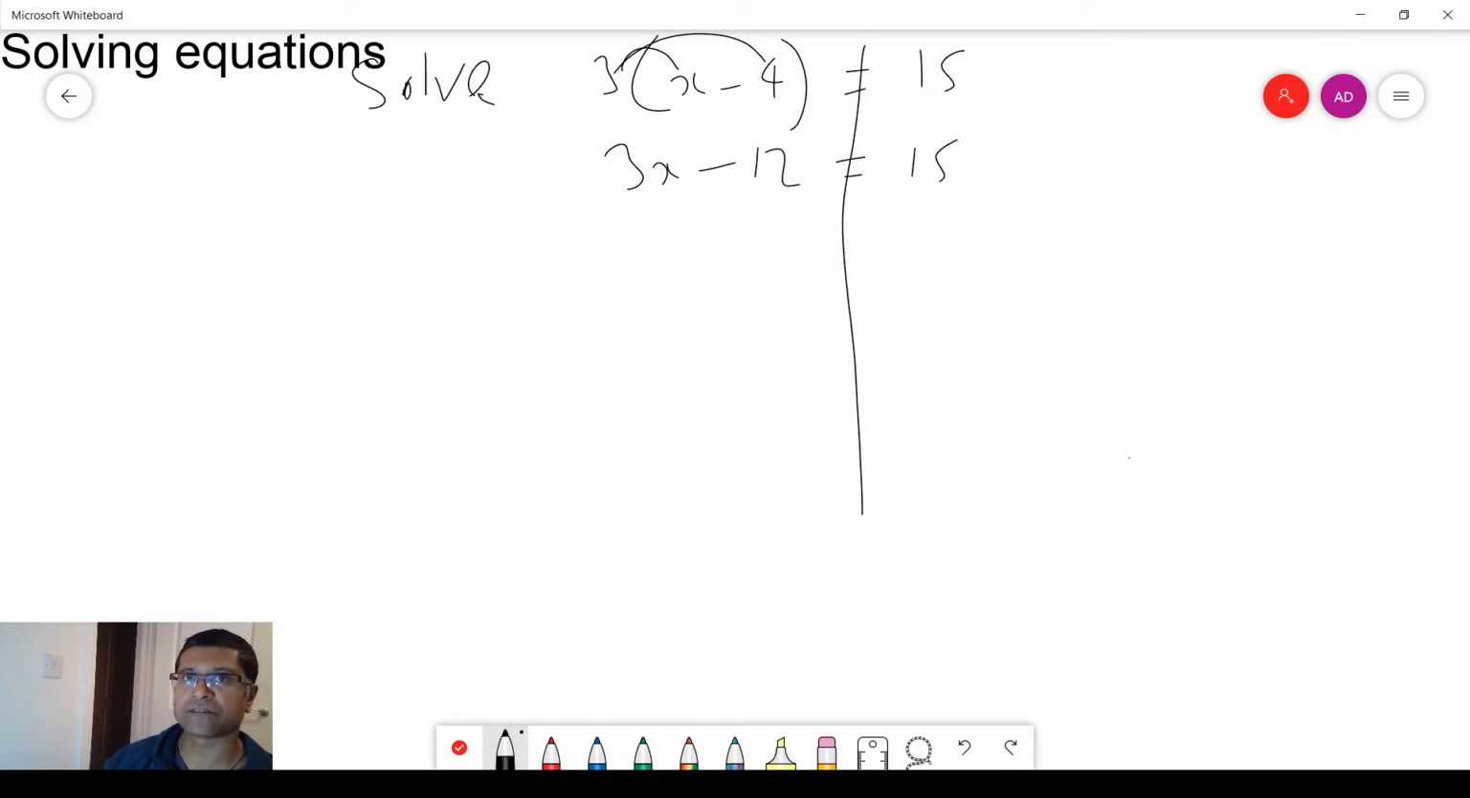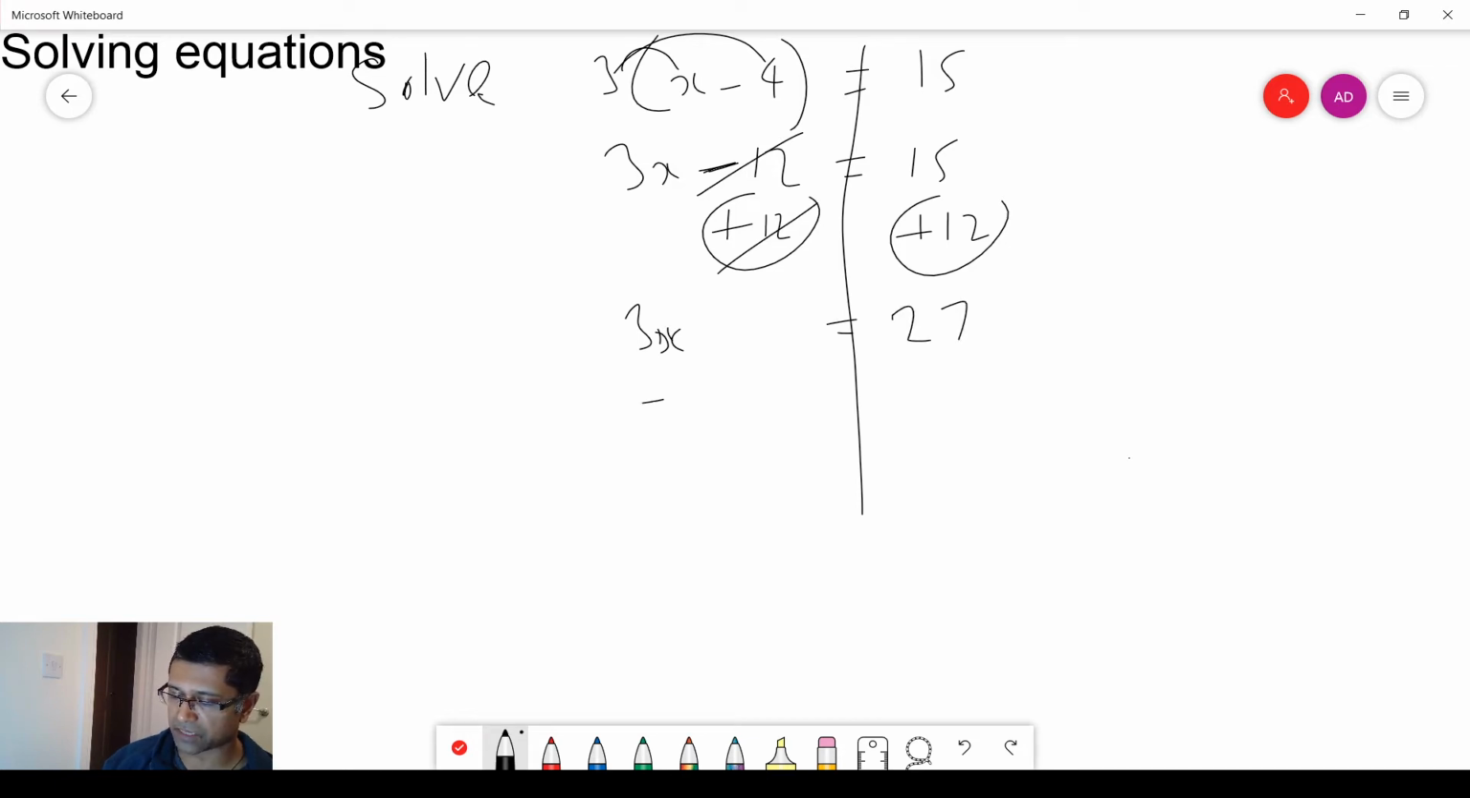Now this question is very similar to the questions that we did in the previous video. To get rid of take away 12, you plus 12. Do the same on the other side. So minus 12 plus 12, they knock each other out, they cancel out. So you've got 3x is equal to 15 plus 12, which is 27.